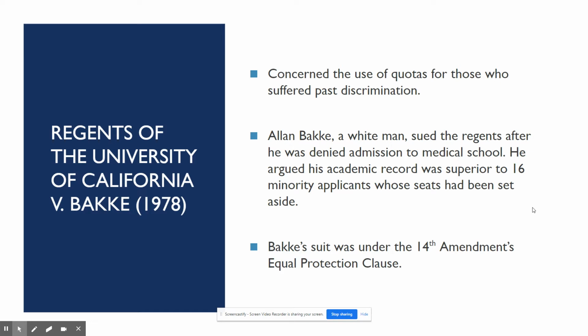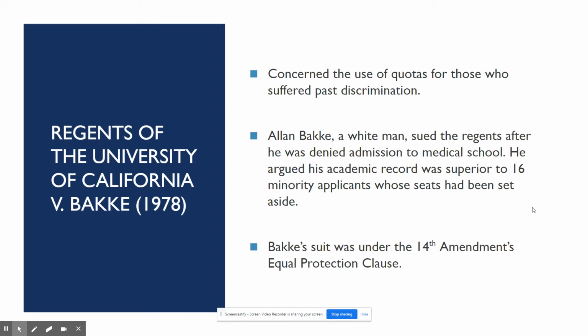California's medical school. So in this case, Alan Bakke, who is a white man, is going to sue the regents of the University of California after he is denied admission to medical school. So he is going to argue that his academic record was superior to the 16 minority applicants whose seats had been set aside. He is going to argue that he is more qualified than the minority students who were admitted, and they are going to be admitted because of those seats that had been set aside.